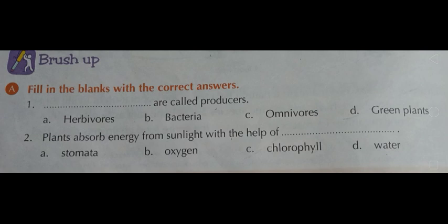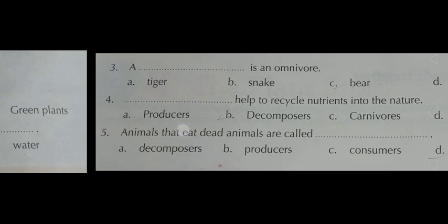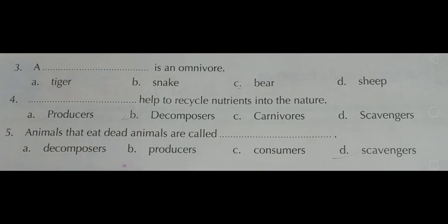The second question is: plants absorb energy from sunlight with the help of dash. As I have already discussed in the topic of photosynthesis, choose the correct answer from the given options: stomata, oxygen, chlorophyll, and water. In the next picture, question number 3 is: a dash is an omnivore. Which is an omnivore? A is tiger, B is snake, C is bear, D is sheep. You have to choose the correct one.